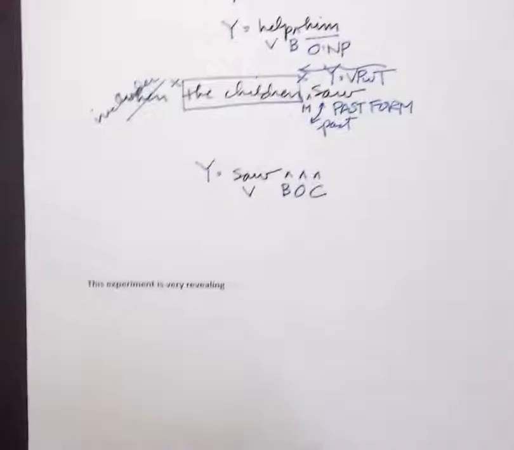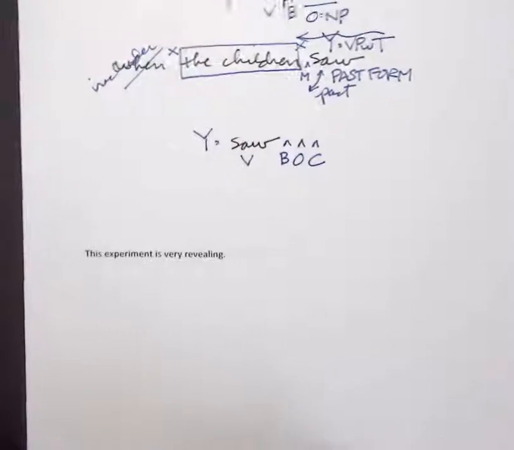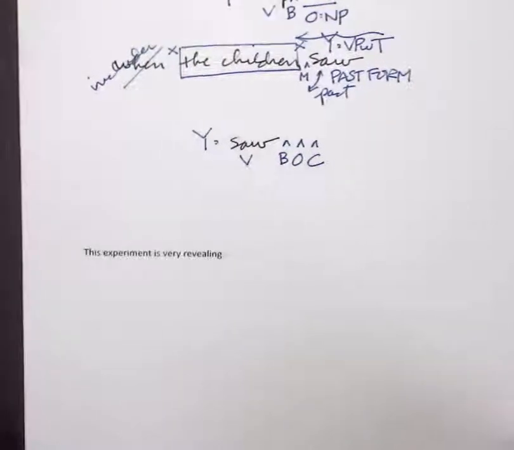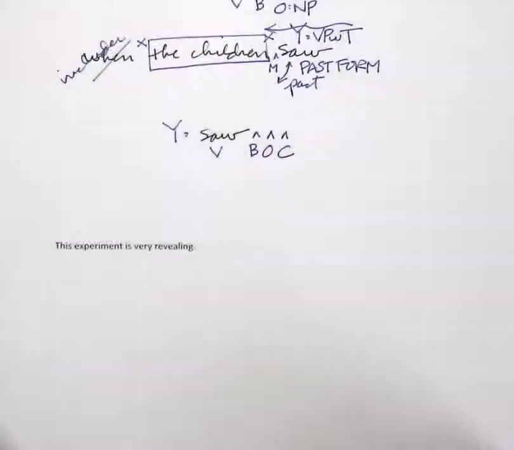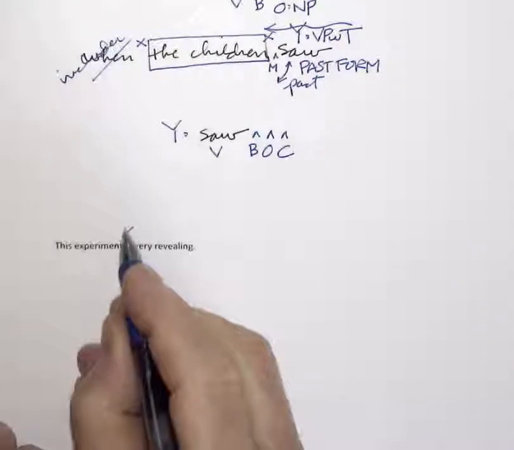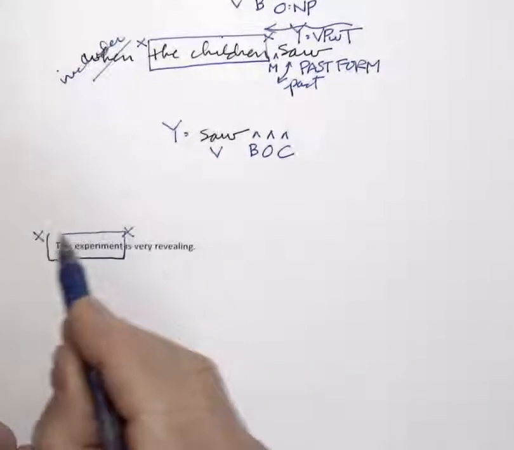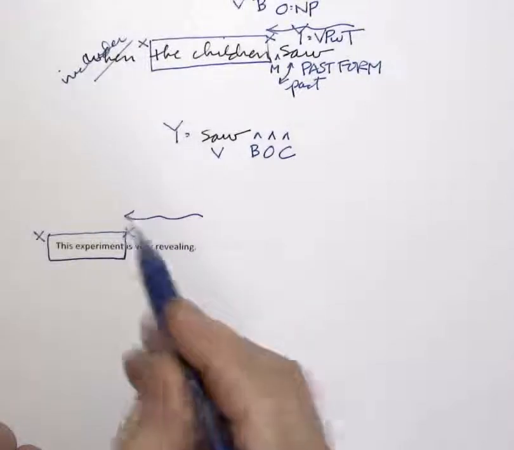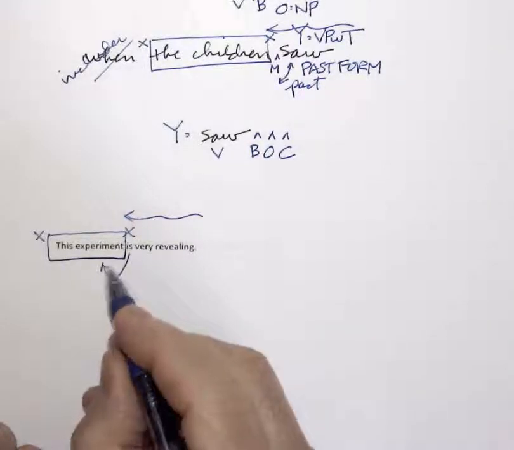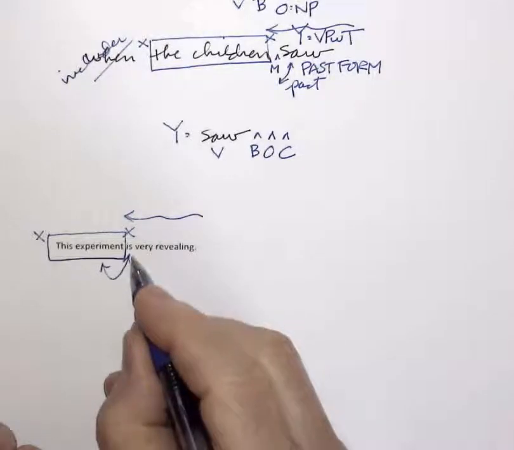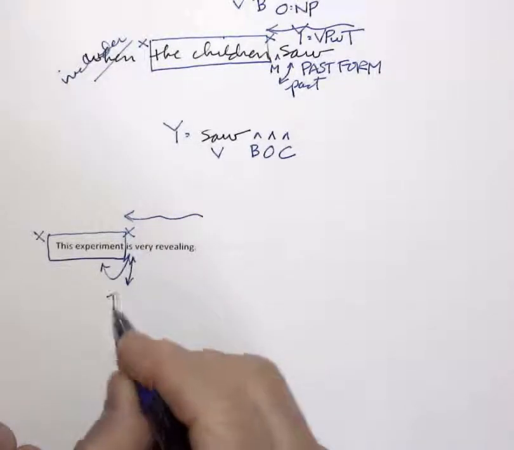Okay, stop the video, analyze the next sentence. Be careful on this one, could be a little tricky. This experiment is very revealing. The X word is, no shifters. This experiment is the subject. Predicate. Is ties with subject. Is ties with present.